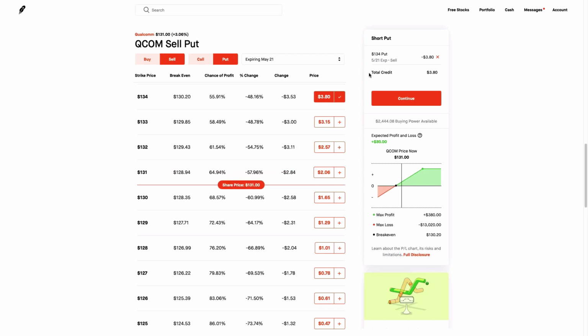So this is great. It's showing credit because we're selling, that money is coming into us. Someone is buying that from us as we're the sellers. They're paying us that $3.80. It shows right there. That's a credit to our account.